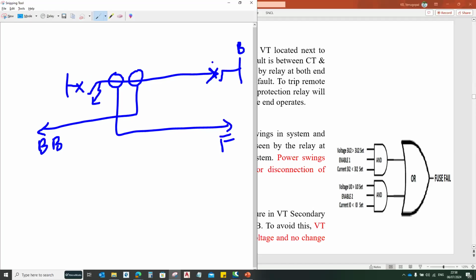So in the normal condition, this is in closed condition, this is also in closed condition, and power is feeding from this end to this end. Now, as the fault has appeared here, your busbar protection has operated and tripped the circuit breaker.